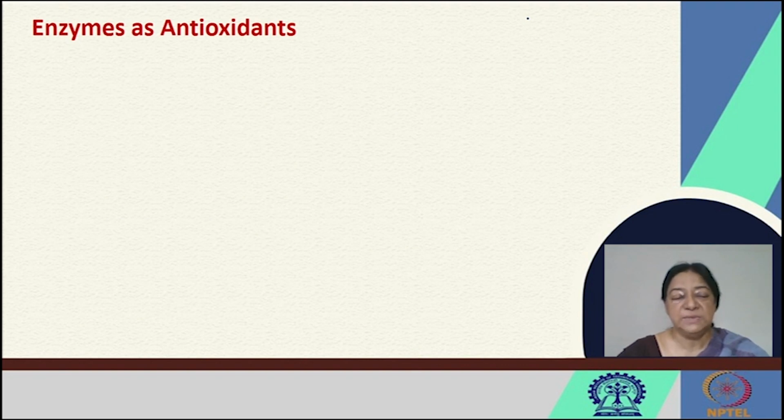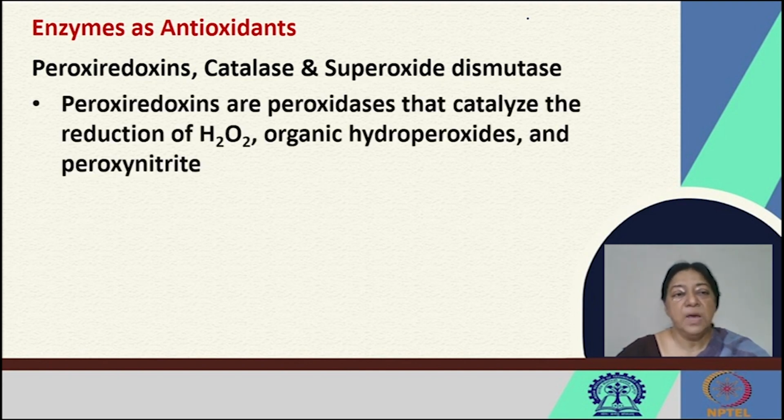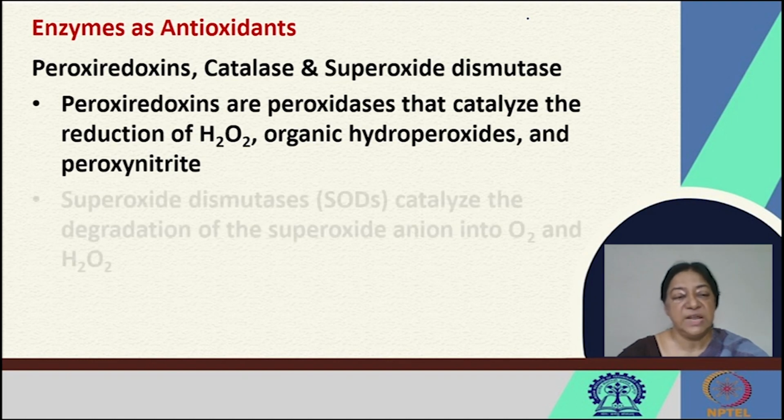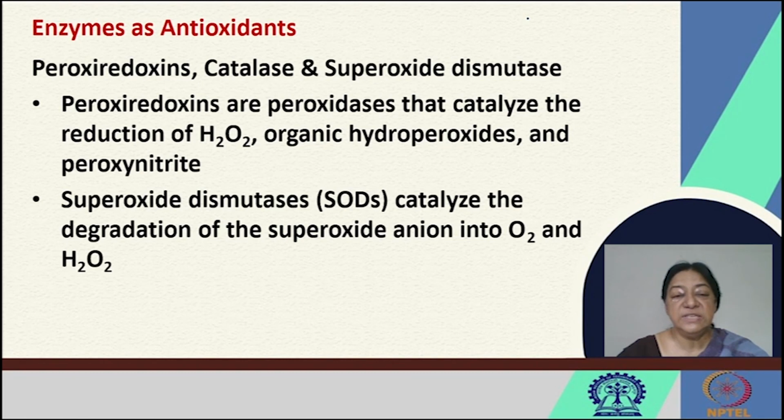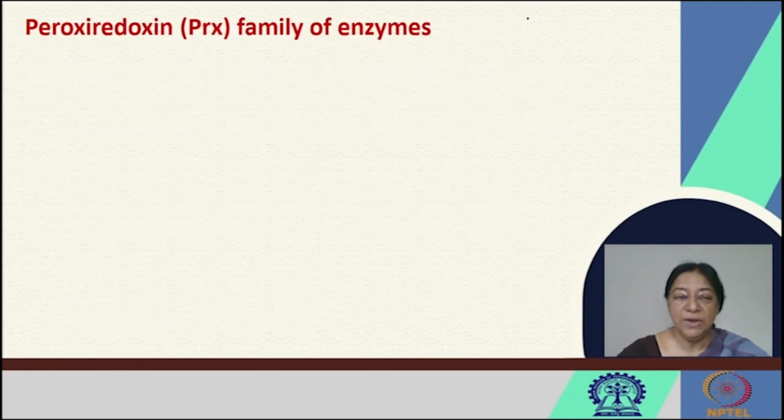If we look at enzymes as antioxidants now, there are peroxiredoxins, catalase, and superoxide dismutase. Peroxiredoxins are peroxidases that catalyze the reduction of H2O2, organic hydroperoxides, and peroxynitrite. Superoxide dismutases catalyze the degradation of the superoxide ion into oxygen and H2O. The catalases catalyze the breakdown of hydrogen peroxide to H2O and O2.